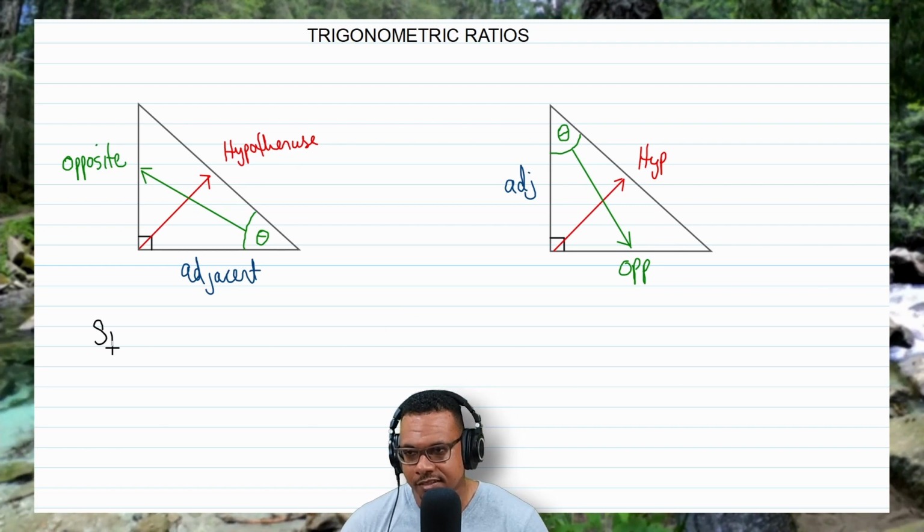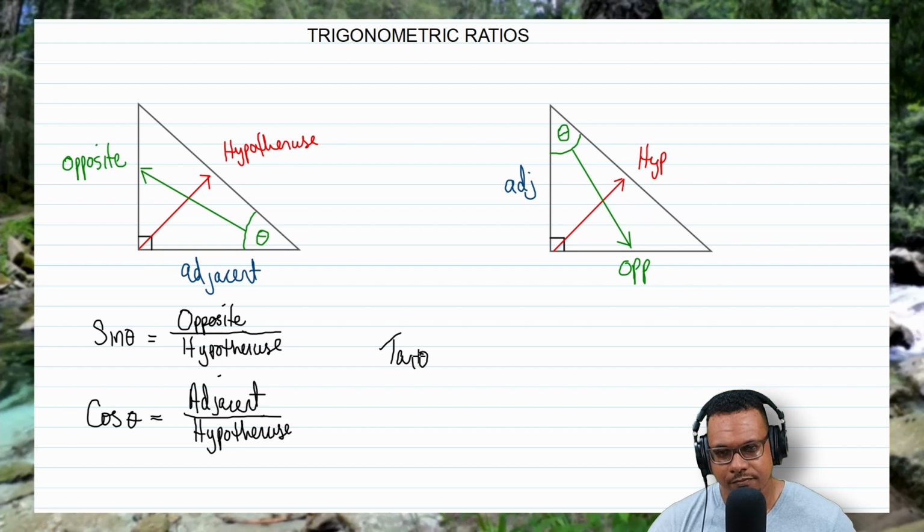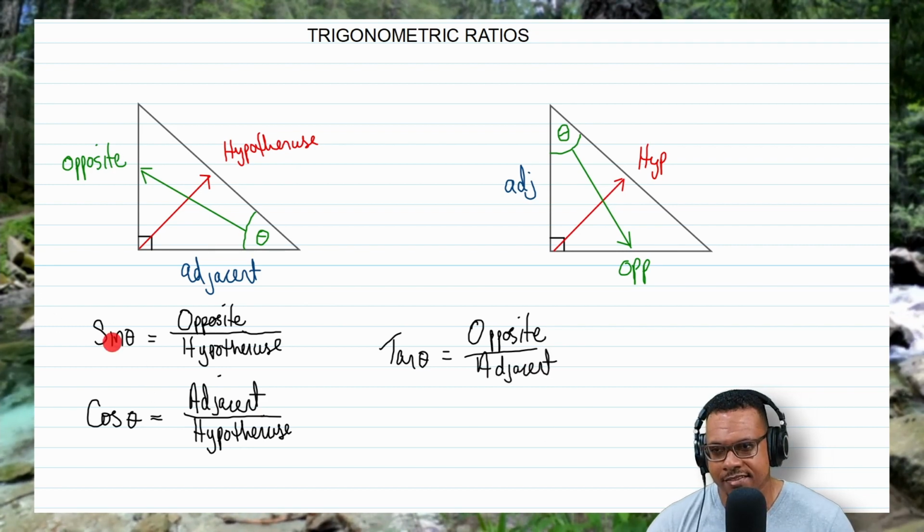So now let's look at what the trig ratios are. We'll have sine theta is equal to the opposite over the hypotenuse. We'll have cosine theta is equal to the adjacent over the hypotenuse. And we'll have tan theta, which is equal to the opposite over the adjacent. As I said, SIN is short for sine, COS is short for cosine, and TAN is short for tangent.